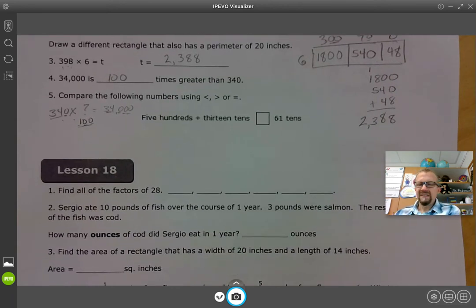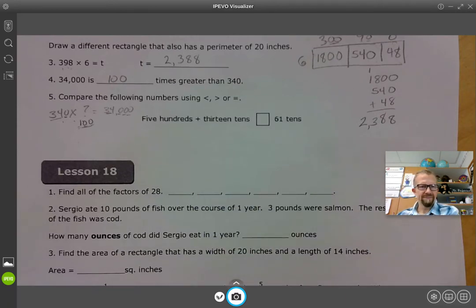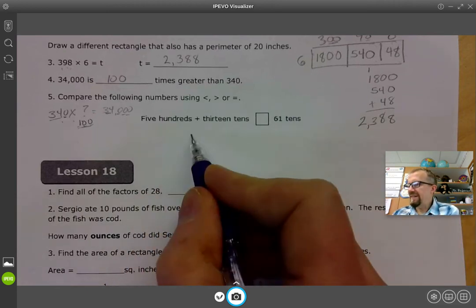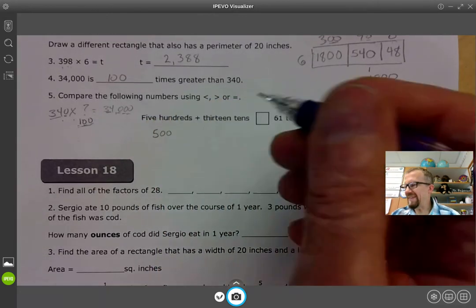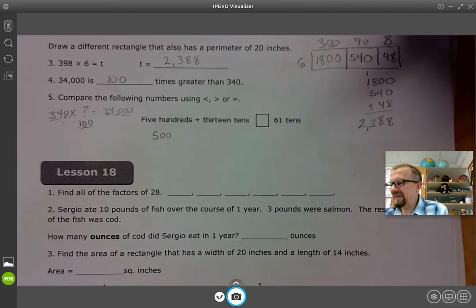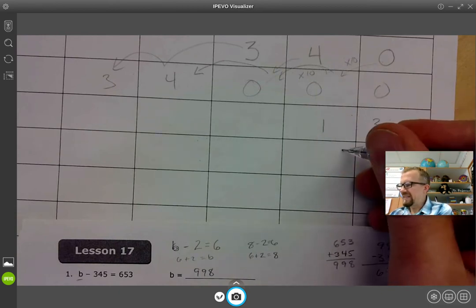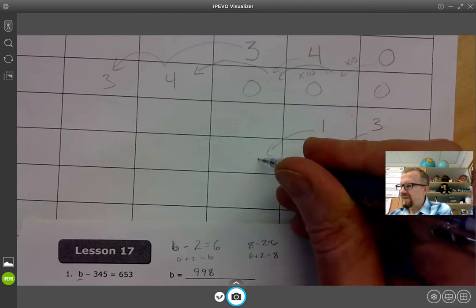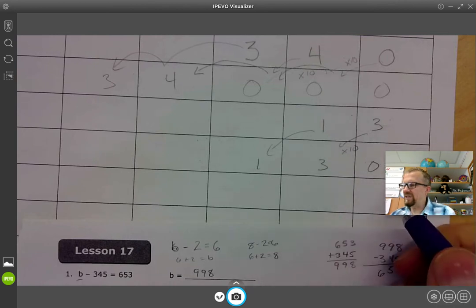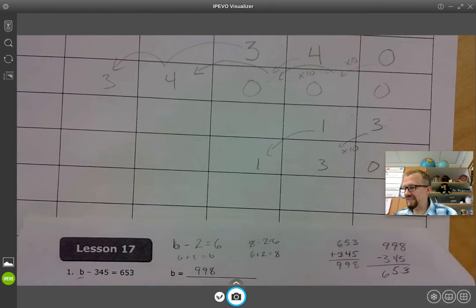Okay, last one. We are using less than, greater than, or equal to compare these two. But these aren't really numbers. I guess it's kind of a mix of numbers and words. So 500s is 500. And then 13 tens. 13 tens might be kind of a strange idea to you. So 13 tens basically means 13 times 10. We've got 13 tens, and that's going to move us one place over. So 130. I can call 130 13 tens. Just like 50 is 5 tens, 130 is 13 tens.